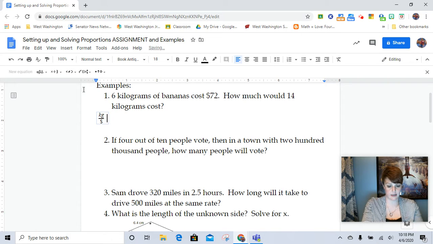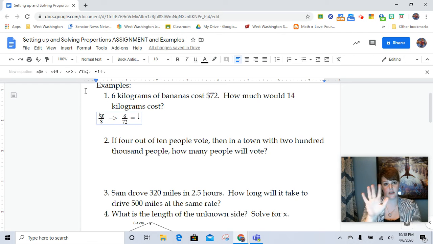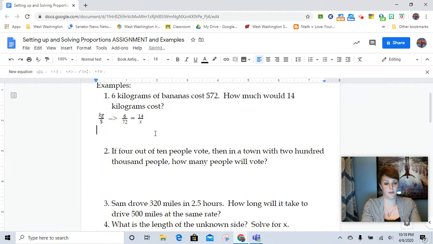So that's going to give us, and back to the fractions, 6 kilograms for $72, and that's going to be the same as, so then equals, another fraction. With this, all I'm doing is typing, and to get to the bottom, instead of clicking on it, I just hit the right arrow button, and that takes me to the next line. How much would 14 kilograms cost? So I know that it's 14 kilograms. I do not know the dollar amount. So that's my setup.